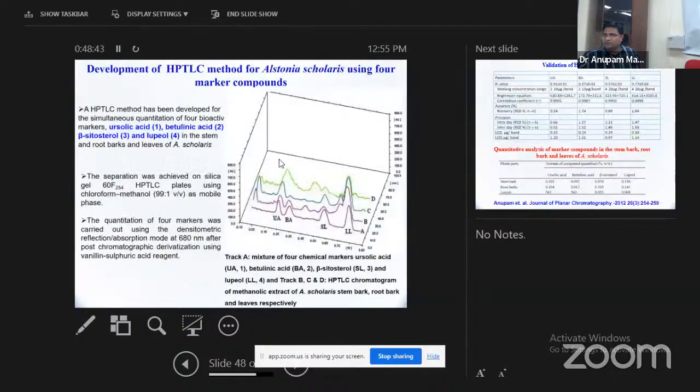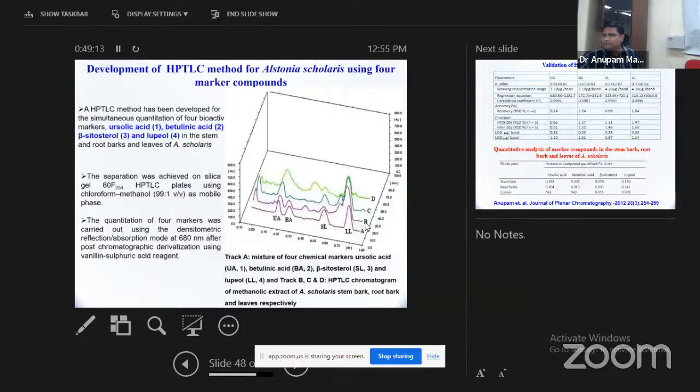This is another HPTLC method development, an HPTLC method for Alstonia scholaris using four marker compounds: ursolic acid, betulinic acid, beta sitosterol, and lupeol. These are the four marker compounds we used to estimate in Alstonia scholaris, that is known as Saptaparni. This is the HPTLC plate, with the four marker compounds and the plant material.